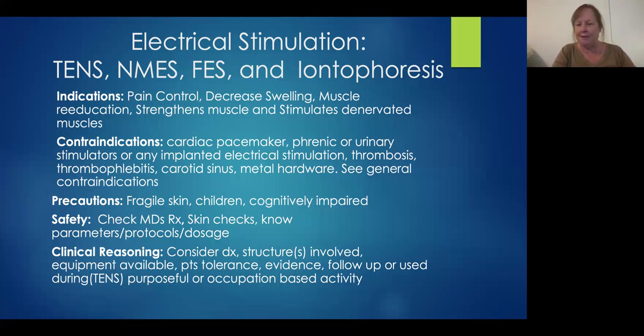Now, the contraindications, these are key and very, very important for you guys to go through and review. So when I think of electrical stimulation, no cardiac pacemakers, phrenic or urinary stimulators, or any implanted electrical stimulation. Just remember that. Other contraindications include thrombosis, thrombophlebitis, and over your carotid sinus. We're not going to do it over metal hardware. And there are other general contraindications that you need to take a look at. We have some, I think, at the end of this and definitely in our book.